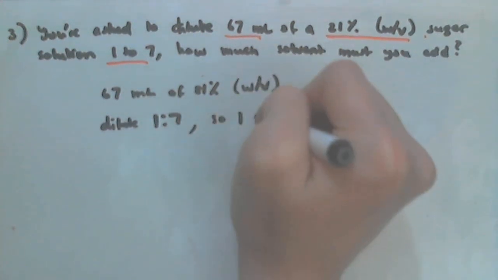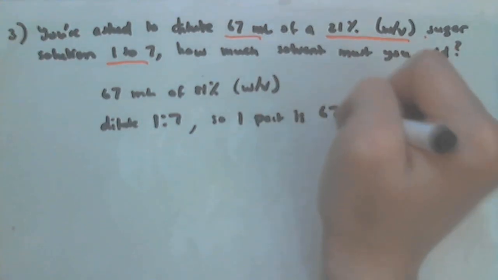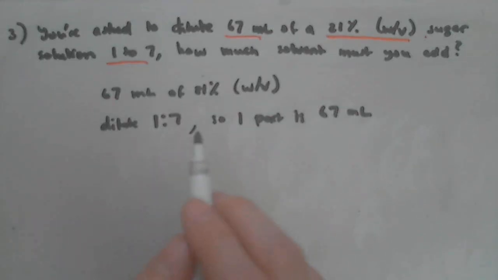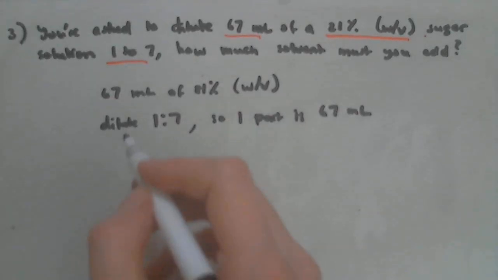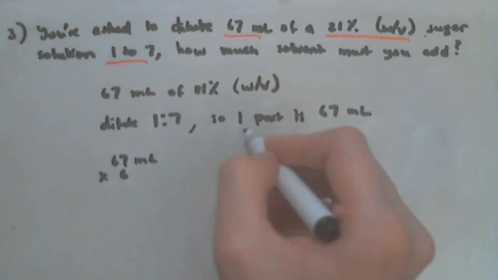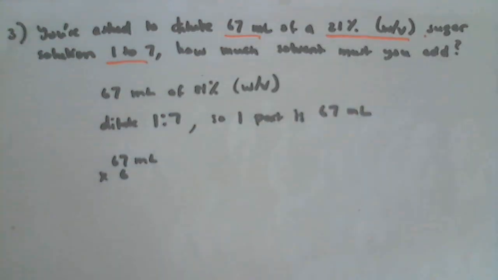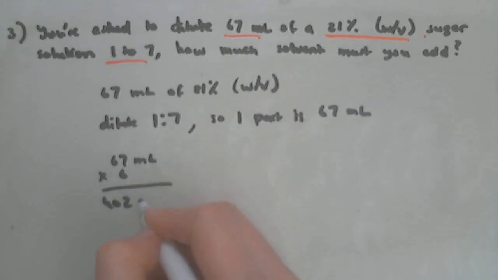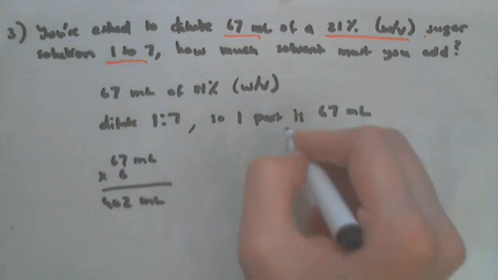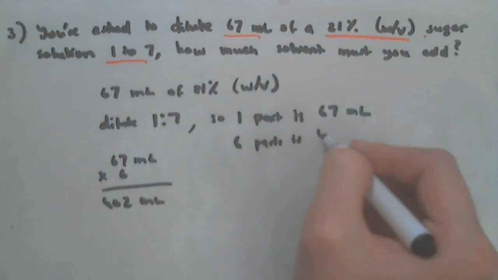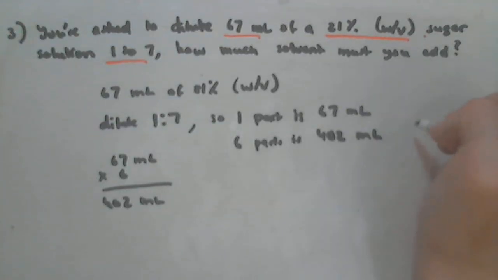So 1 part is 67 milliliters, right? That's going to be 1 part that's given in our solution. Now, we're trying to figure out the other 6 parts. 67 milliliters times 6 other parts, because we already have 1 part, we're just looking for the 6 other ones to make it 7. 6 times 67 is going to be equal to 402 milliliters. 1 part is 67. 6 parts is 402 milliliters. And that's going to be how much solvent we add.